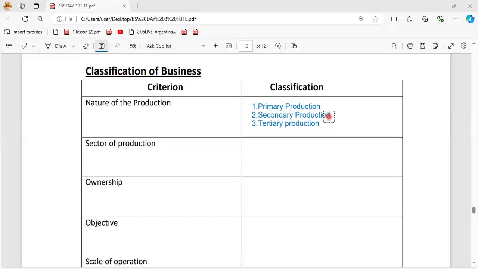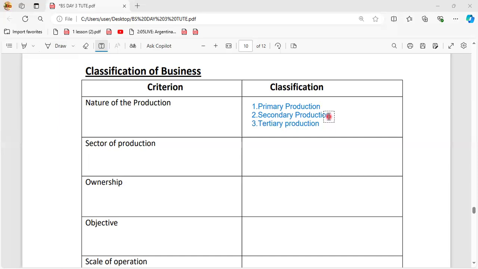I am making the leg, right? I am attaching the parts. So like that, secondary production means whatever resources we obtained, now we are making the product. Did you understand? We are making the product. That is our process. Secondary.